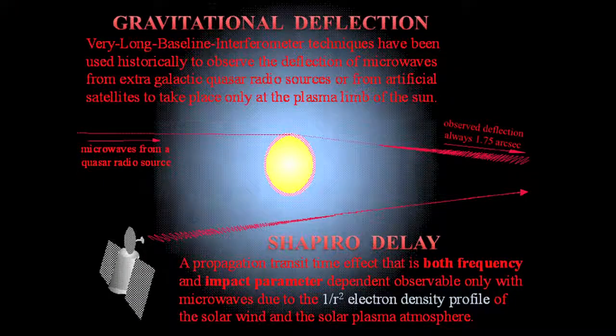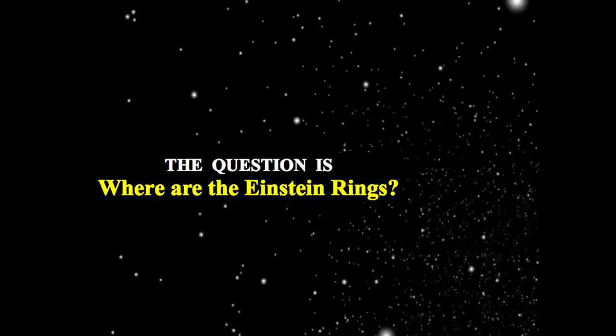So let's go forward. And to summarize this picture, I'll be done. With the microwave, you get a delay with the Shapiro effect. However, with microwaves skimming the rim of the sun, you will get a light bending. This is what happens with microwaves. The question here is, if Einstein is correct, then where are the Einstein rings?